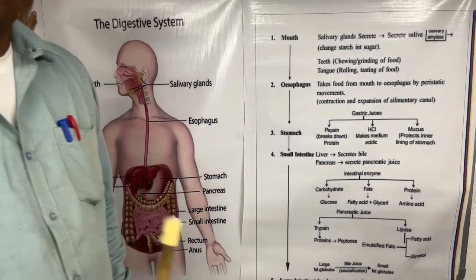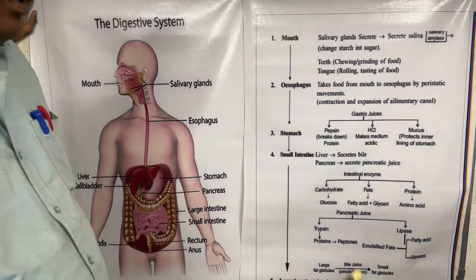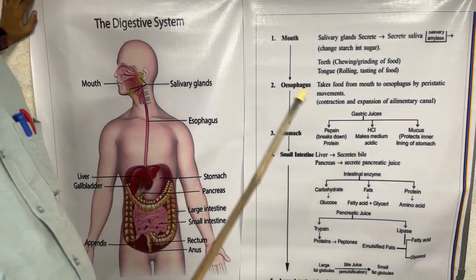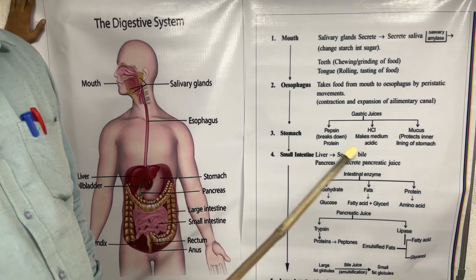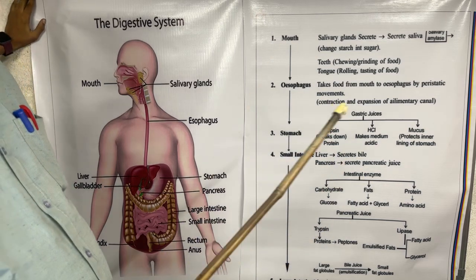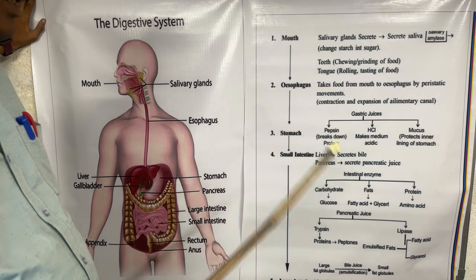Emulsification is nothing but digestion of the fats. If the liver is unable to produce the bile juice, it is very difficult for the fat to digest within the system.